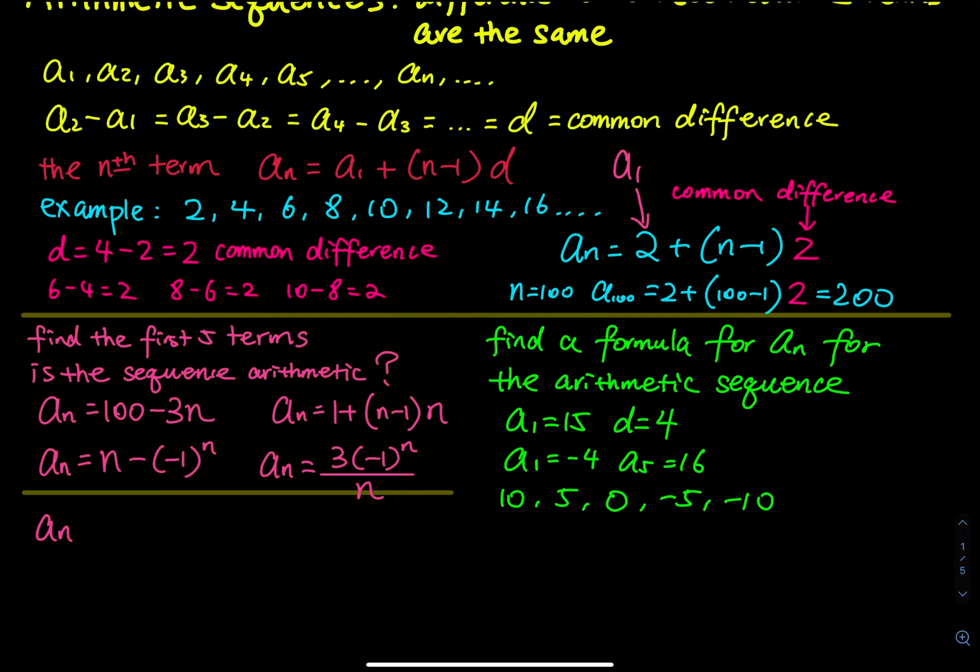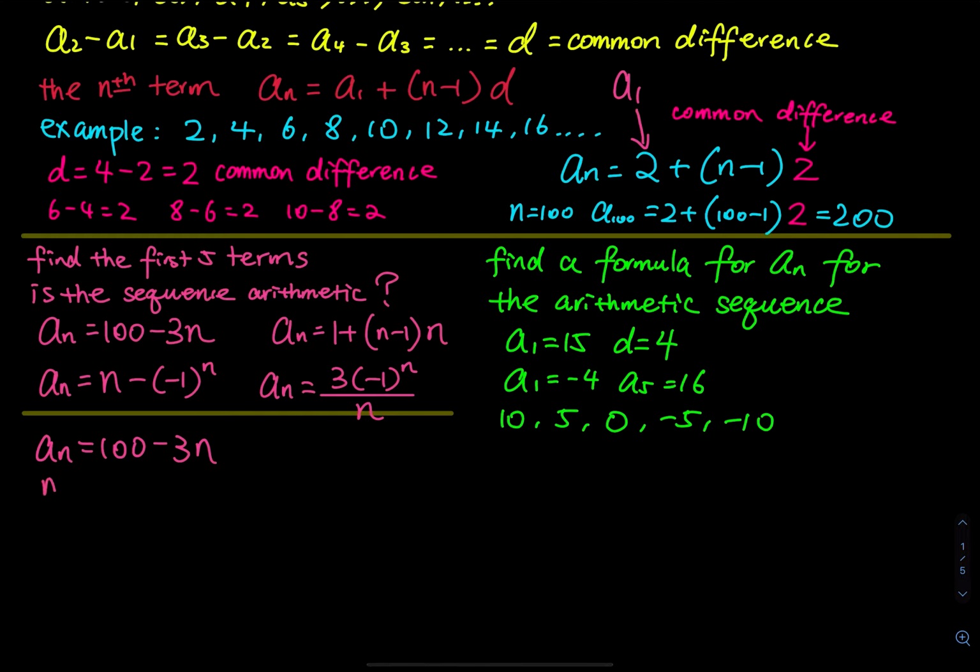Okay, a of n equals 100 minus 3n. We need to write the terms out. So what happens when n equals 1? When n is equal to 1, 100 minus 3 is 97. When n is equal to 2, 100 minus 6 is 94. When n is equal to 3, 100 minus 9 is 91. When n is equal to 4, 100 minus 12 is 88. When n is equal to 5, 100 minus 15 is 85.